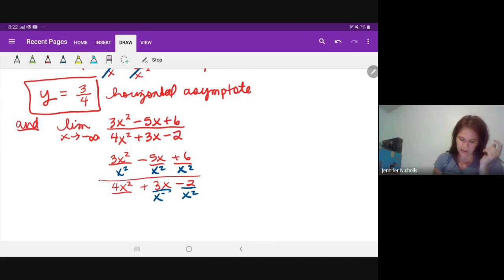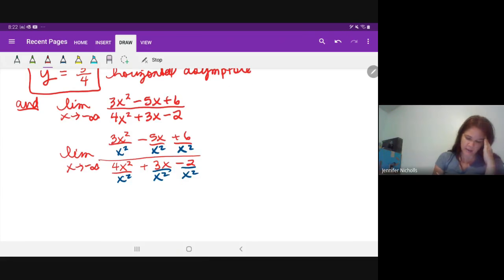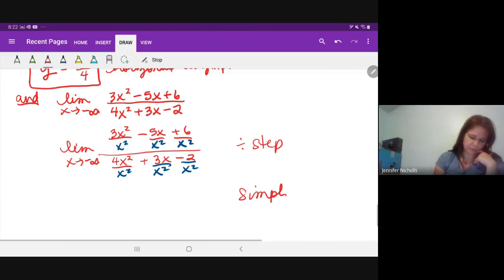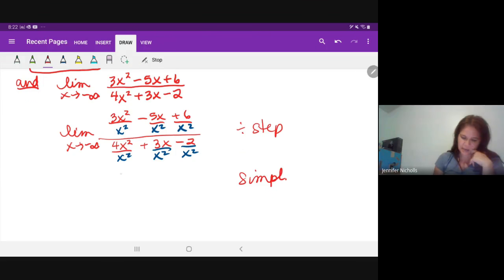Okay, so divide them all by x squared. You're like, I did this already. That's why I give extra credit on the old test for this, because it's like, really, this is so boring. Okay, so you do that, and that's your dividing step, right? And then you need your simplify step, and then you need your limit step. So this one is 3 minus 5 over x plus 6 over x to the second. And in the denominator, that's 4 plus 3 over x minus 2 over x to the second.